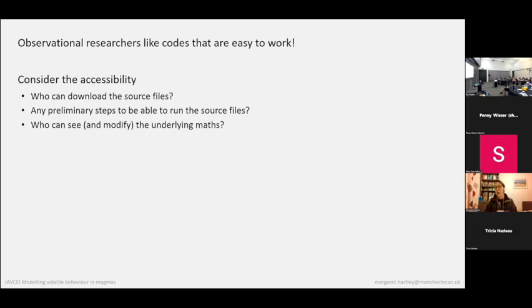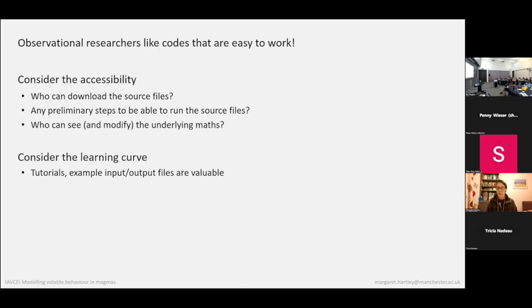And then under the lid, who can see and who can modify the underlying maths? Is this a plug and play black box kind of model? Or is this something that an observational researcher can take as a framework and modify to their particular case study?